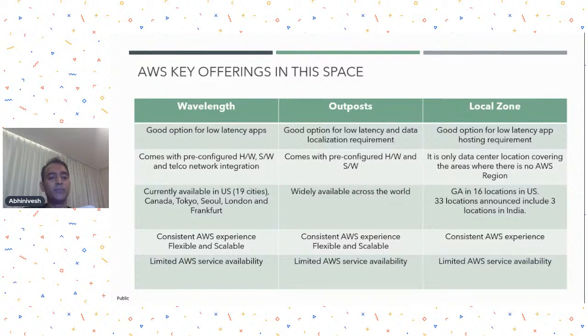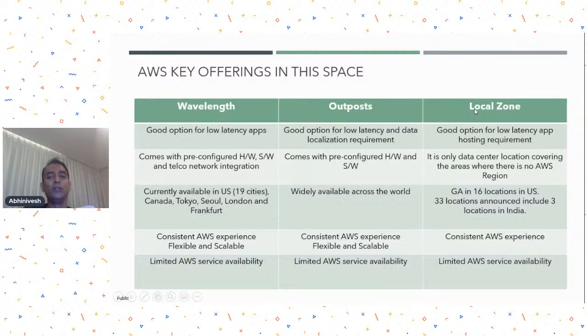As per what I checked a few days back, there are like 19 cities in the US where wavelength zone is present, and in Canada, Tokyo, Seoul. So I think it is available across the world, but it is not as widely spread as normal AWS regions. Now, what wavelength zone provides is pre-configured hardware, software, and the most important part is telco network integration. So the difference between wavelength zone and local zone is this telco network integration.